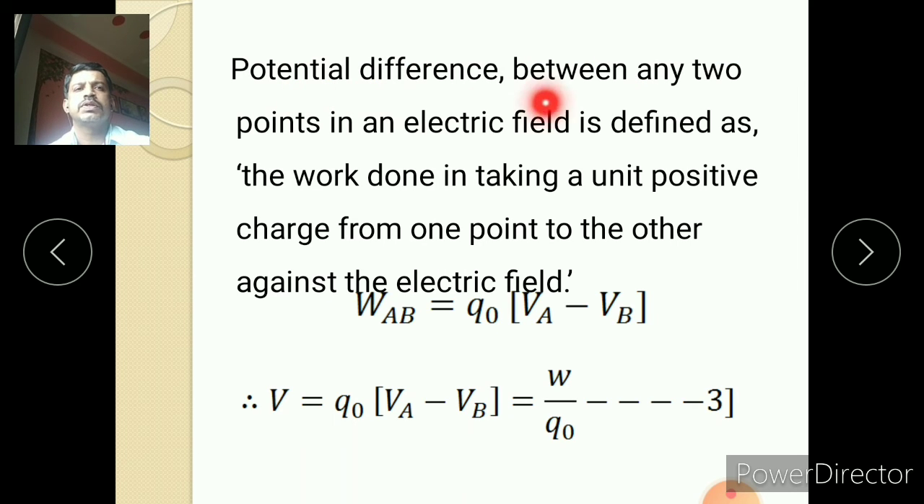Potential difference between any two points in the electric field is defined as the work done in taking a unit positive charge from one point to another against the electric field, that is, W_AB is equal to Q0 (V_A minus V_B). Therefore, V_A minus V_B is equal to W upon Q0.